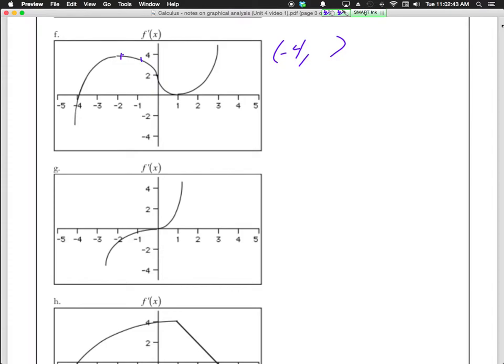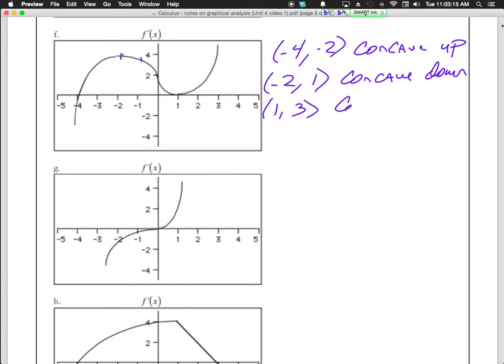You'll get better. You got the next one. Don't worry. So -4 to -2. You said concave what, Shanine? Concave up. All right. Then what do I got? -2 to 1. Concave down. Very good. And then from 1 to 3 is concave up. Very good. Points of inflection.